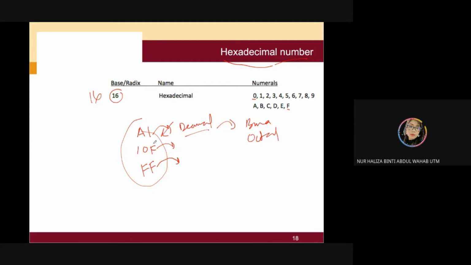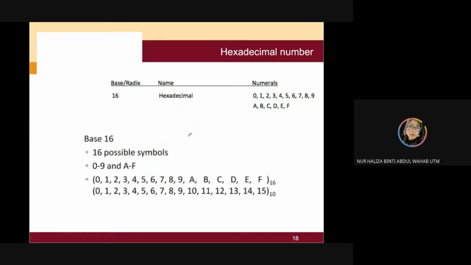It is too hard for you to convert directly. So that's why you need to go step by step to the decimal and then to another base, because our base normally will be decimal. Okay, you can see because it is base 16, there will be 16 possible symbols. So it's going to be 0 until 9. This is 10. And A until F, there is another 6. Altogether 16.